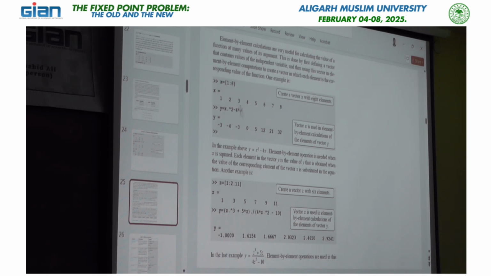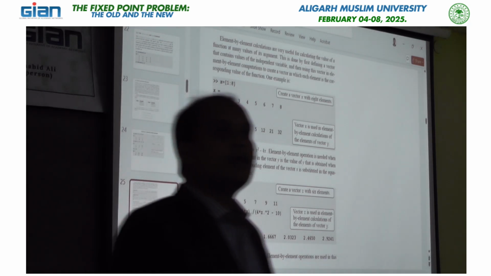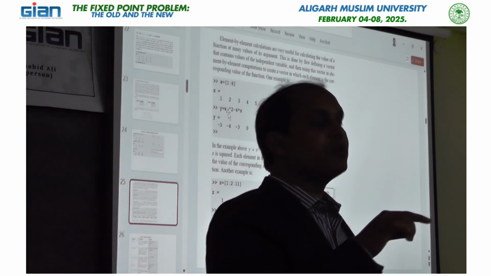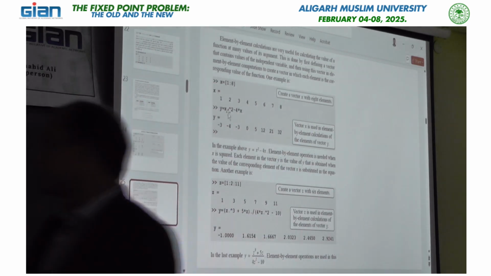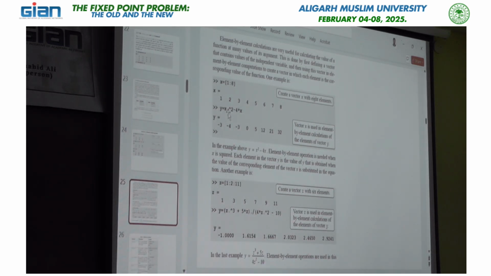Now suppose I want to compute the corresponding values of this polynomial at those inputs 1, 2, 3 and so on. Remember, whenever you have more than one element in your matrix, you have to use the dot sign before the wedge operation used for power, or multiplication or division. This one is an example. If you remove this dot operation, it will yield only one value by default, on the first input value x equal to 1.